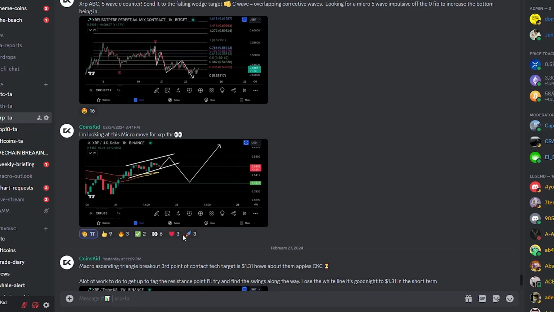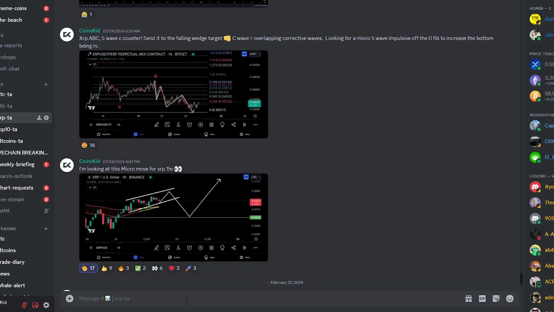I do have a macro outlook on XRP that I've posted in Discord as well, so definitely get involved in the Discord so you can see that macro outlook. But right now I'll just go through on the hourly time frame how I identified that opportunity for XRP. Really simple. Okay, let's dive into the XRP chart, see what we can see.